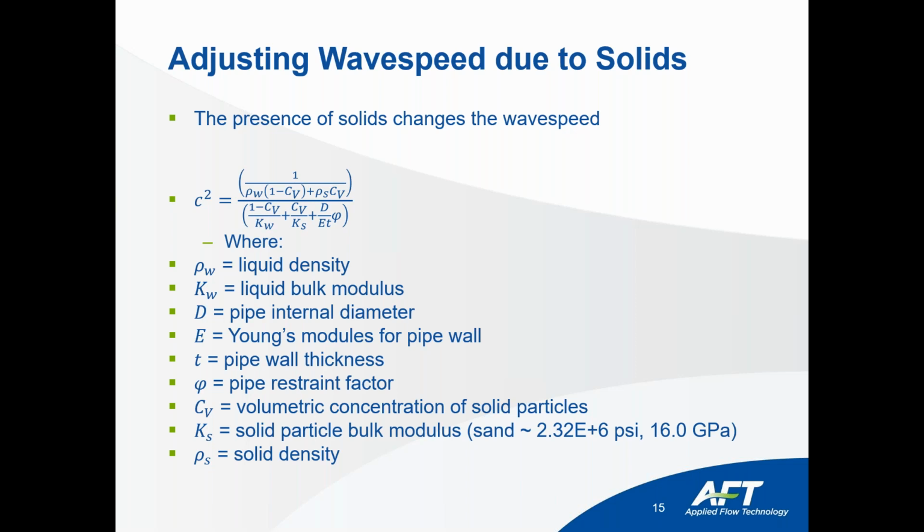So one of the key parameters to defining how fast sudden pressure and velocity waves propagate throughout the system when you have an event like a valve closure or a pump trip or something like that is the wave speed. And so when you are using the settling slurry module with AFT Impulse, the wave speed equation has to be adjusted due to the presence of solids, and this is the adjusted wave speed equation here itself. So that's one of the main advantages with using the settling slurry module with AFT Impulse.